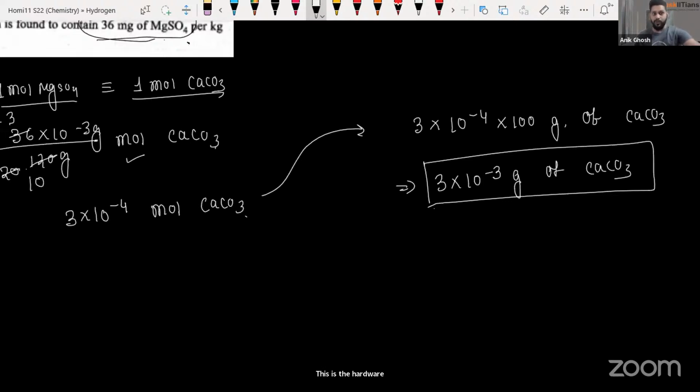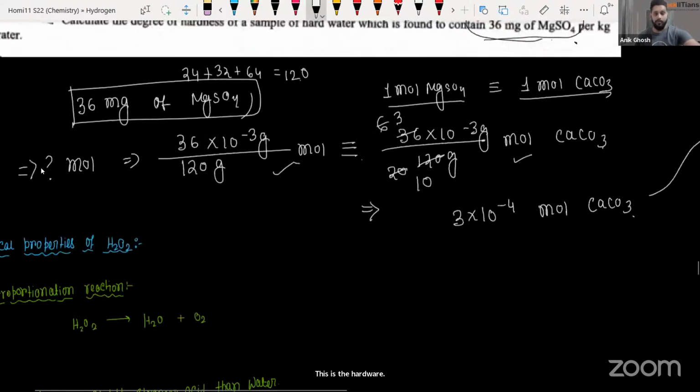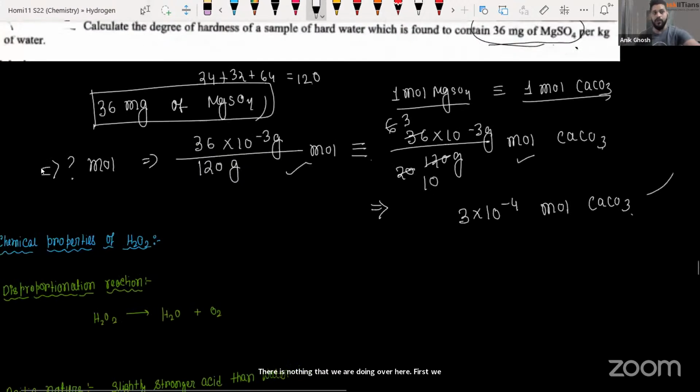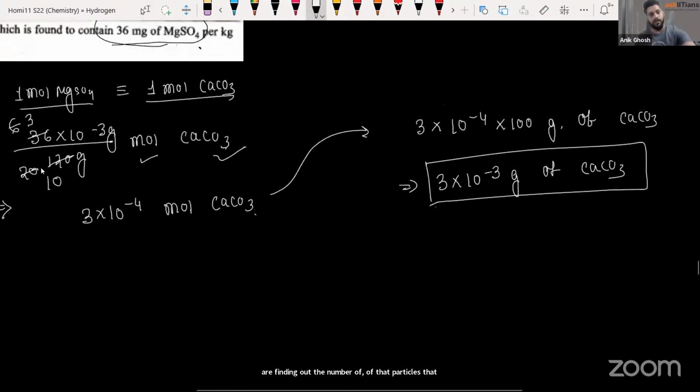There is nothing that we are doing over here. First, we are finding out the number of moles of that particle that is equivalent to the similar amount of calcium carbonate. We are just converting into grams. This is the hardness of it. There is one particular piece of information that you need to know here.